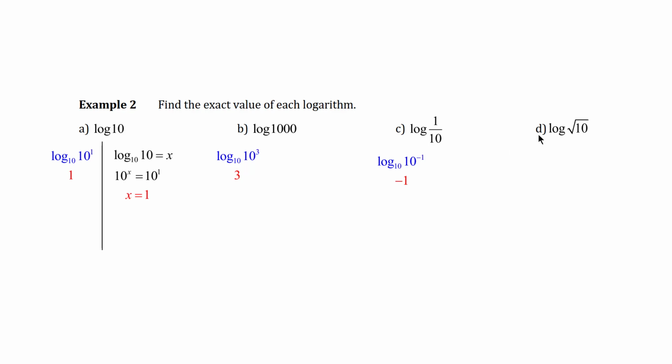For part D, we have log of the square root of 10. To find the exact value, we just rewrite this logarithm with the base of 10, and we rewrite the square root of 10 as 10 to the 1/2 power. We get log base 10 of 10 to the 1/2 power. Next, we apply property number 2. We get that this simplifies to 1/2.